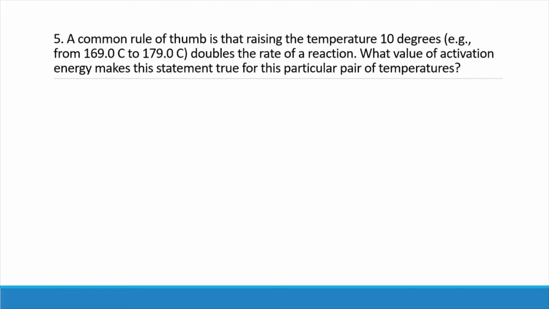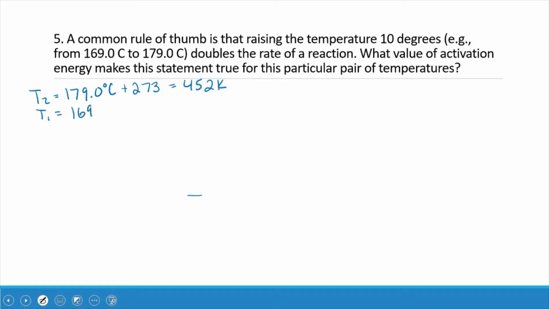So let's start by writing what we know. We have a T2. I'm going to use T2 since that's our second temperature, 179.0 degrees Celsius. But one thing that we know is we need to be in Kelvin. So we need to add 273 to this. So this is 452 Kelvin. We need to also do this for T1, 169 degrees Celsius, add 273, and we get 442 Kelvin.